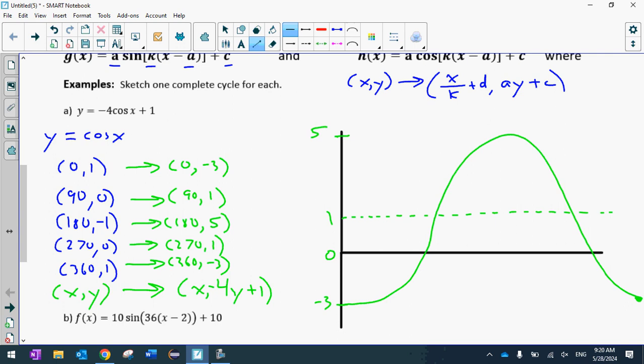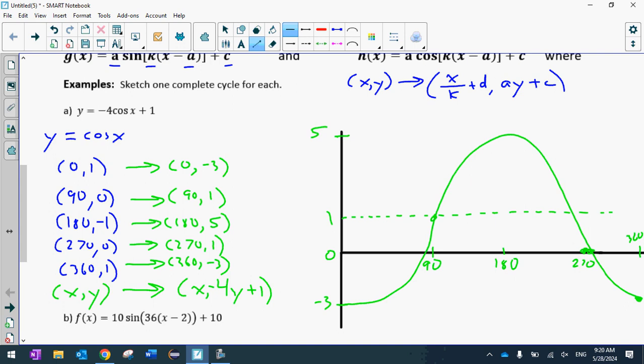That whole thing takes 360 degrees to happen, because this last point is 360, -3. I also had 90 and 5, so this is at 90. I had 180 and 1, so this is at 180. And I had 270 and 1, so this is at 270. You might appreciate the fact that I barely even glanced at those points to figure that out. Do you see what I mean?